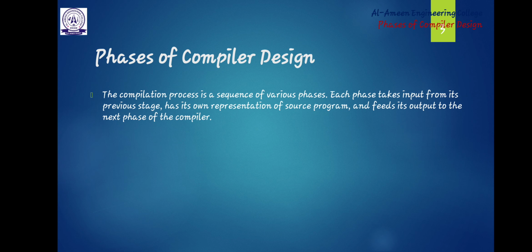These six phases of compiler design comprise a sequence of phases, each taking input from its previous stage. Each has its own representation of the source program, and it will be fed as the output to the next phase of the compiler.